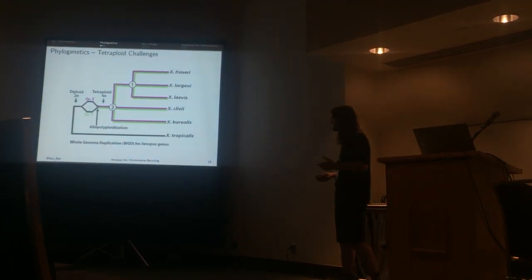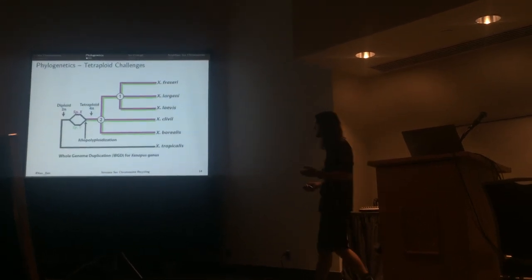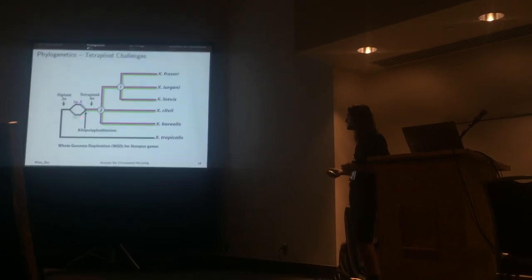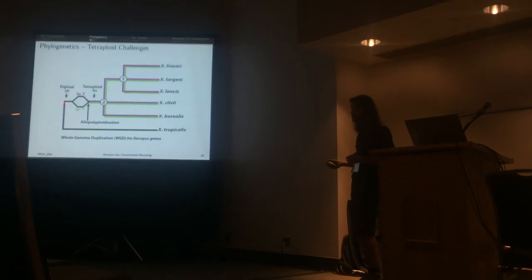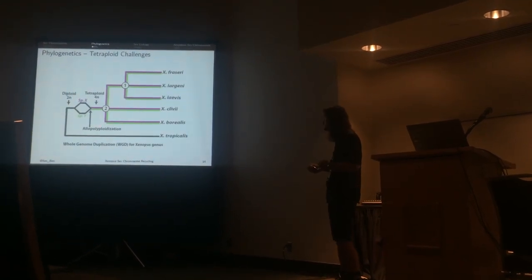Moving on to phylogenetics, tetraploids pose some interesting challenges. So in the Xenopus clade, at some point, we have a diploid ancestor speciated. We think it underwent an allopolyploidization event, where two species bred, and their genome complements were retained, creating tetraploid lineages.